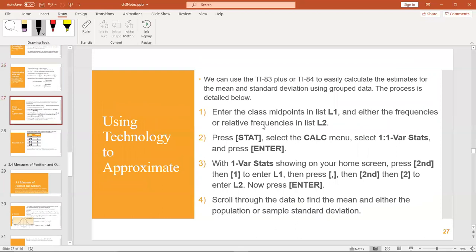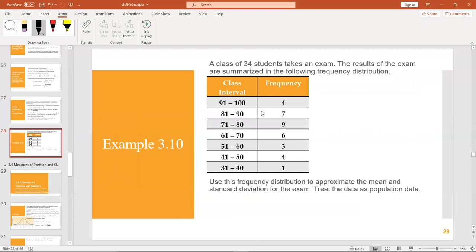If we're going to do this in the calculator, we're going to put the class midpoints in list number 1. We're going to put the frequencies or relative frequencies in list number 2. Go to Stat, over to Calc. We're still going to do 1-Var Stats. And then this time, on an 83, you're going to do L1, comma L2, or on the 84, it will have an option for you to choose a frequency distribution option. So let's get to this and see how this works.